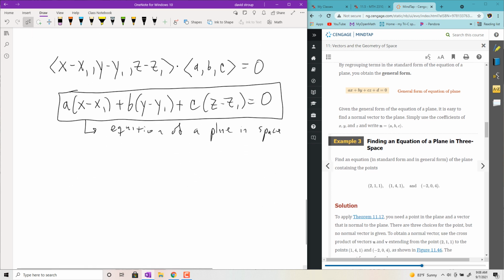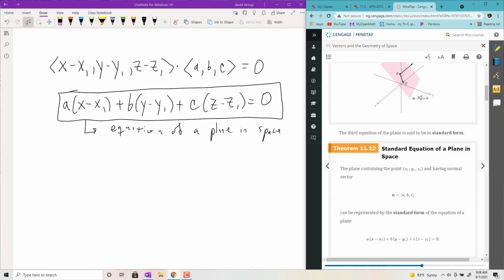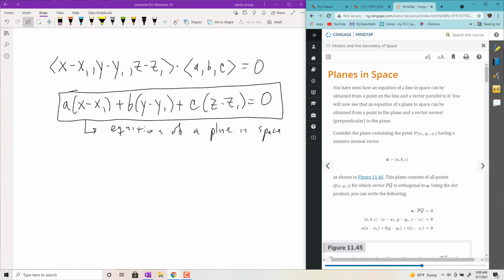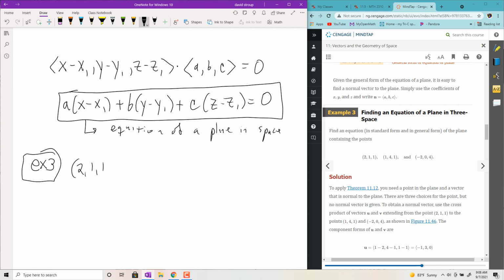Let's find the equation of a plane given... well, was there an example 2? Did I miss example 2 somewhere? No. Okay, so let's do example 3. In example 3, they're giving you 3 points in the plane, and they want you to figure out the equation of the plane. So we get 2, 1, 1; 1, 4, 1; and negative 2, 0, 4.